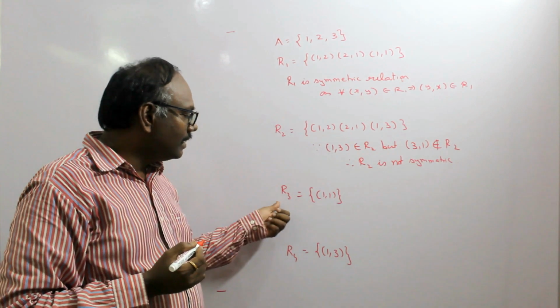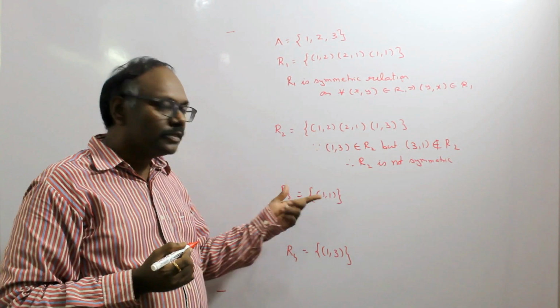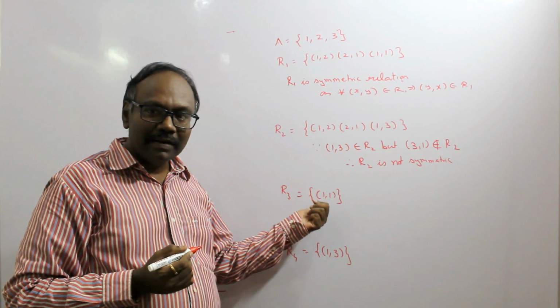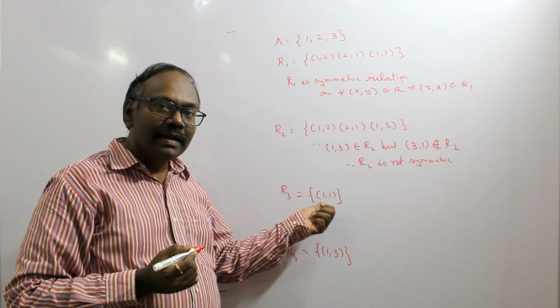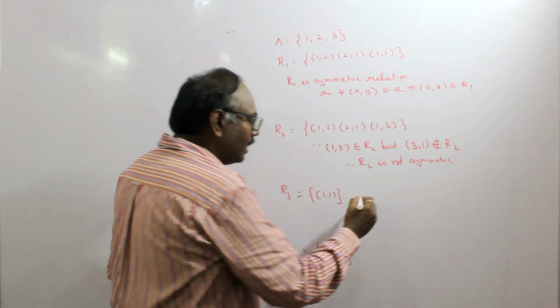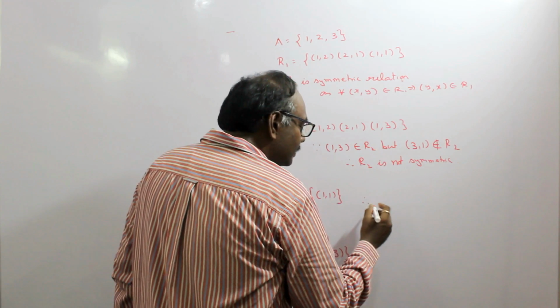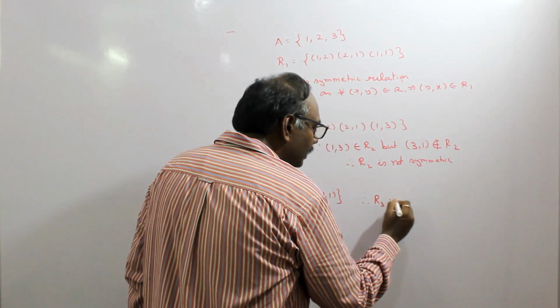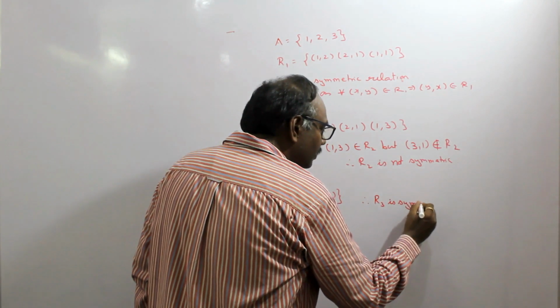Now let us see the third, R3. R3 contains 1 comma 1, even on swapping I get 1 comma 1. So R3 is 1 comma 1 and on swapping I got the same ordered pair 1 1, therefore R3 is symmetric. R3 is a symmetric relation.